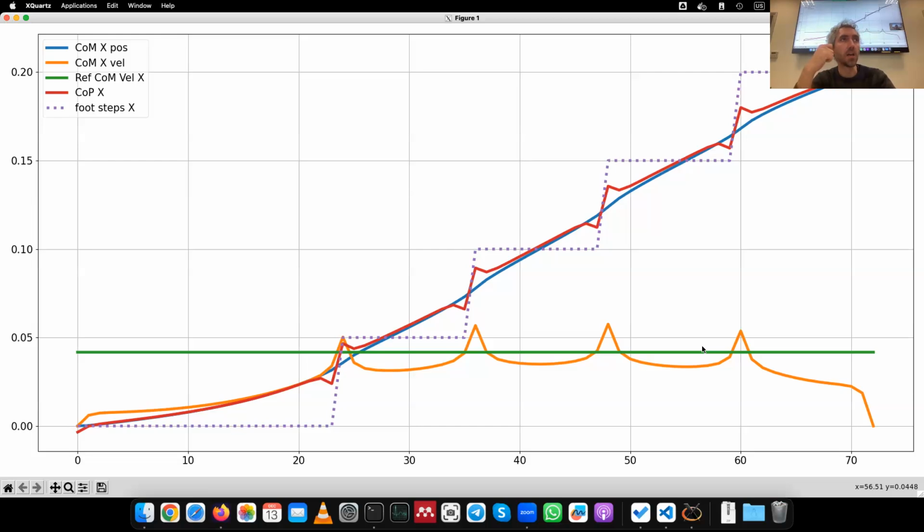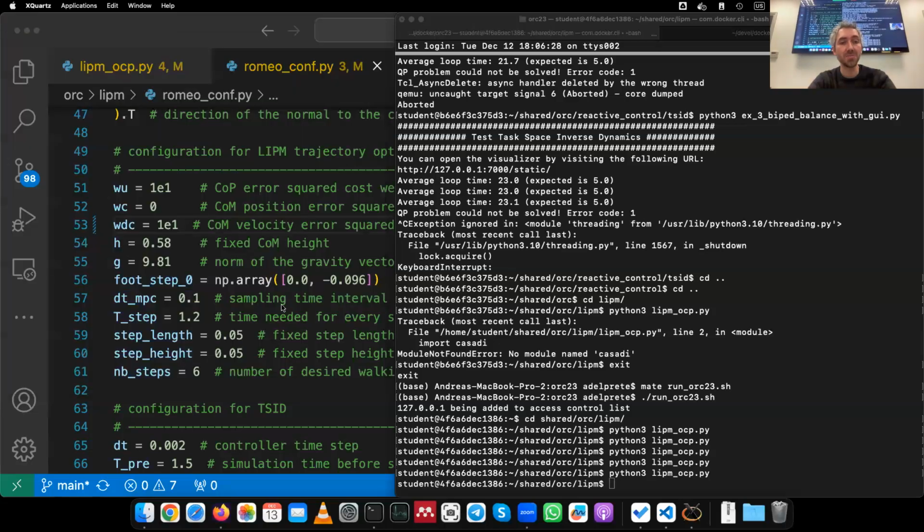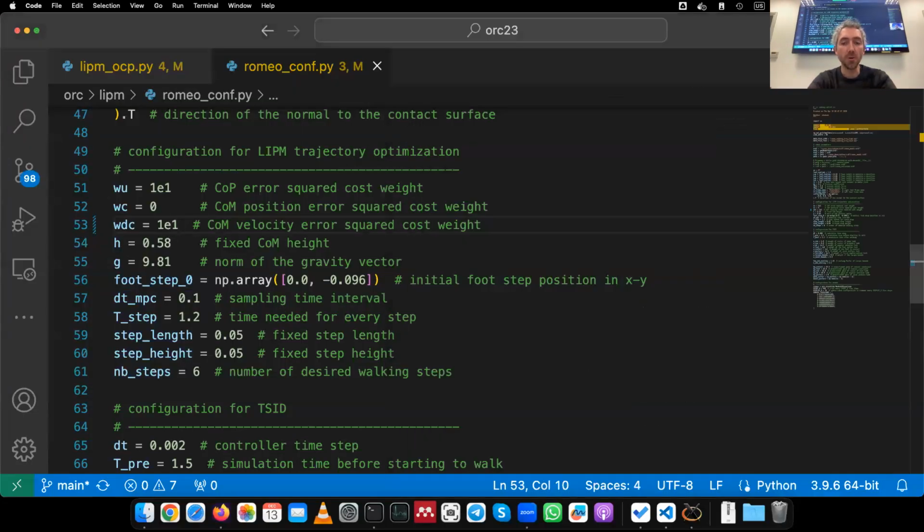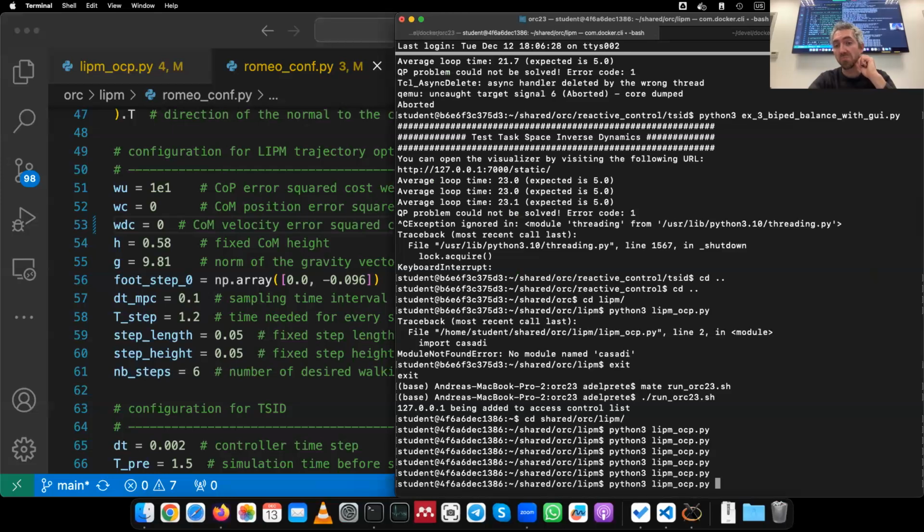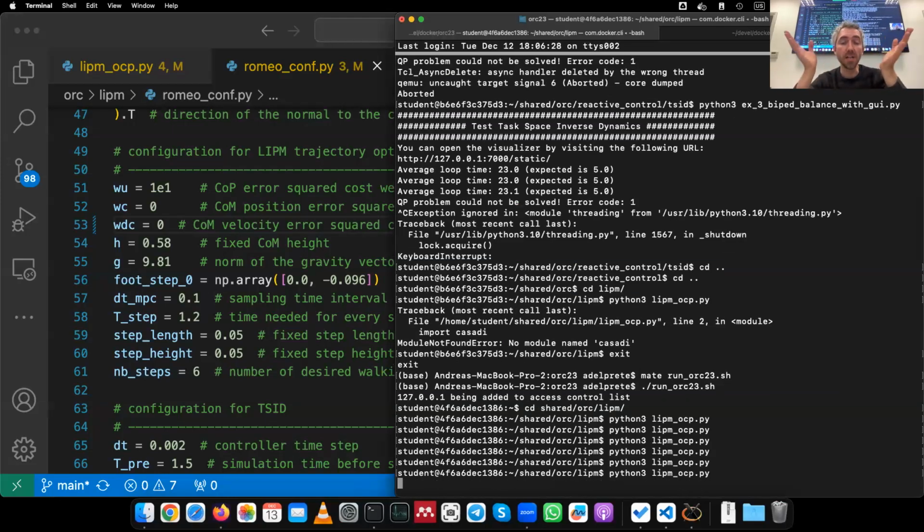So that's why typically you assign a higher weight to the center of pressure tracking than to the center of mass tracking, because the center of mass tracking is something you don't care too much about. You only care about getting there in the end. So actually, since we introduced the terminal constraint, we could even say that we don't care at all about tracking the center of mass velocity. And we could try to see what happens. We could set the weight on the center of mass tracking to 0. Unless there are numerical issues, I think in theory this should work.